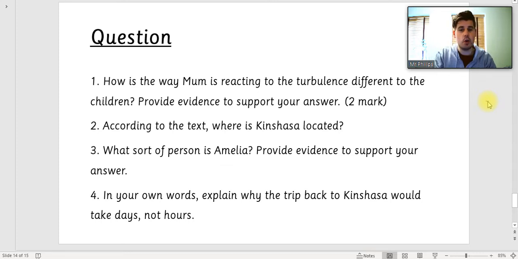Okay, number 2 says, according to the text, where is Kinshasa? I can't remember what we agreed was the pronunciation. Where is Kinshasa located? According to the text, where is Kinshasa located? Now, it's not given to you as bluntly as Kinshasa is located here. You've got to infer and go and find the evidence from the text, okay? So pause the video there, go back to your text. If you've not got a copy of your own, rewind the video to the point where I was reading the text and find me where is Kinshasa located and write down the location. Off you go. Pause the video there.